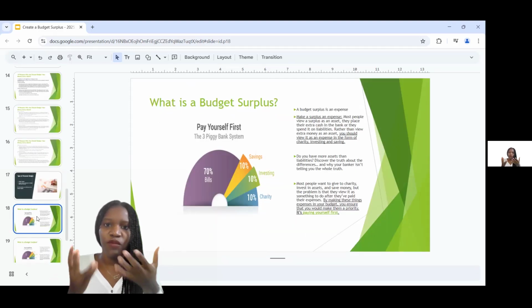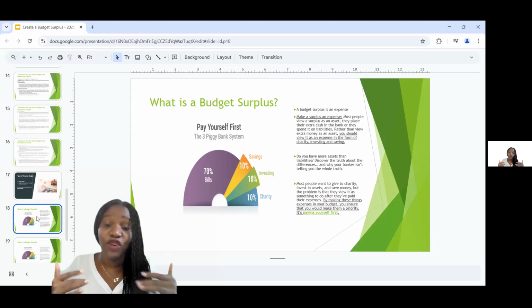When you receive your revenue, you have to think about yourself first. I know it's hard because we have so many expenses, but when we receive our pizza, we need to cut a piece for ourselves first. And this piece is for saving, investing, and charity.